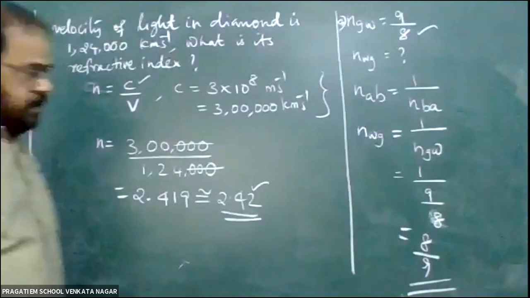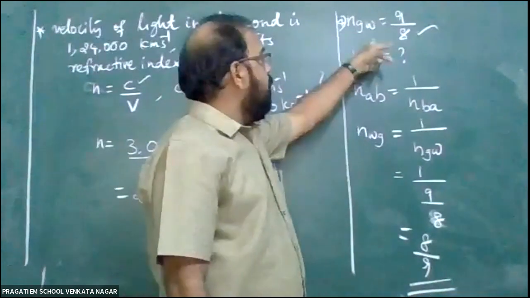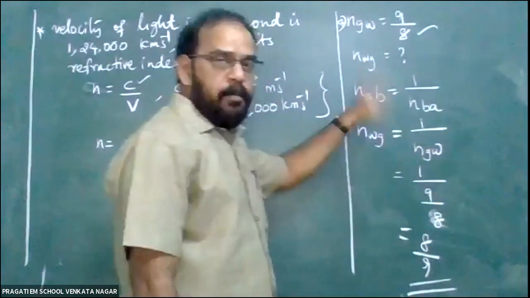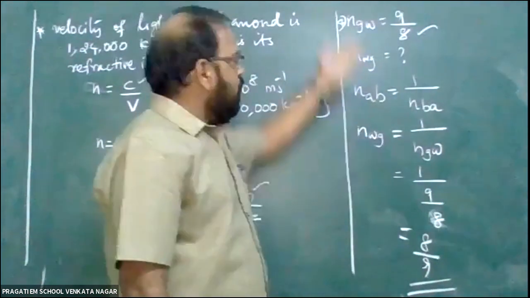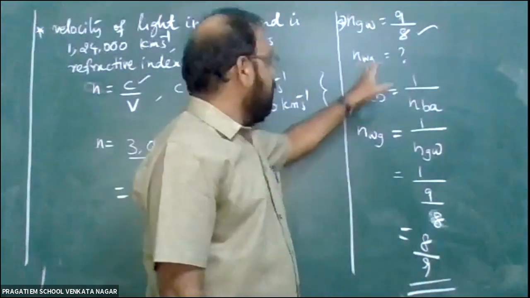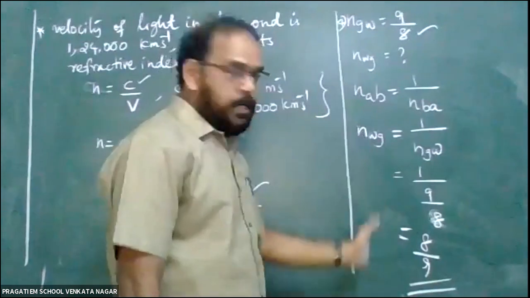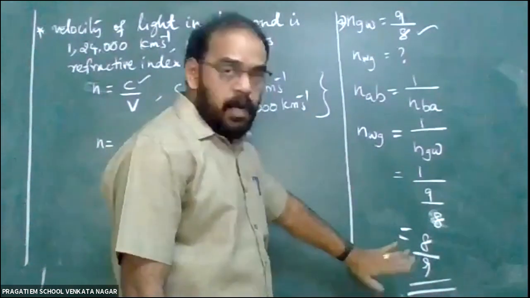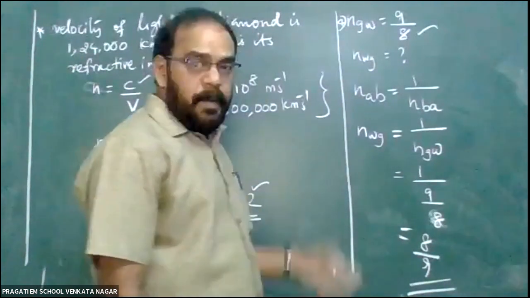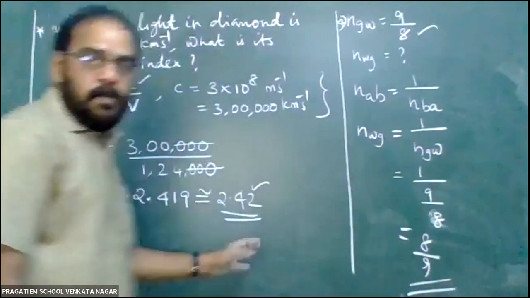Very simple problems. If it is a half mark question, you need not do all these steps, because we know N G W and N W G are reciprocals. 9/8 means 8/9. 2 means 1/2. 1/2 means 2. 1/3, 3. Like that, very easily you can find. N G W is 9/8, and N W G is the reciprocal. But if it is a 1 mark or 2 mark question, you should show the procedure. For half mark and even 1 mark questions you can write the answer directly; all this long procedure is not necessary. Depending upon the marks of the question, you explain the process. Please copy it.